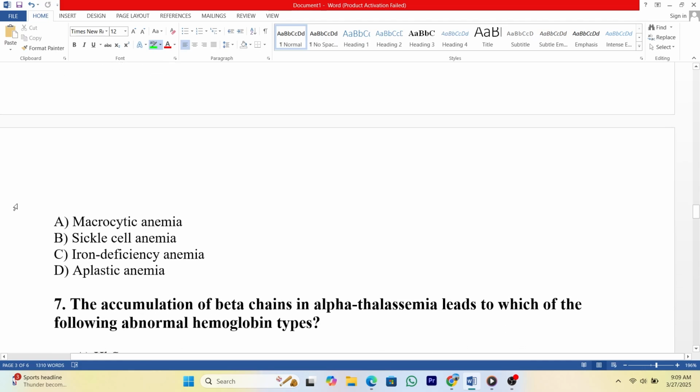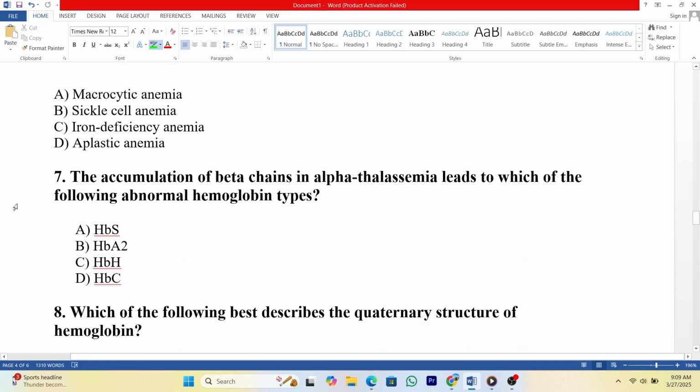6. Which of the following conditions is primarily caused by a deficiency of iron in the diet? A. Macrocytic anemia. B. Sickle cell anemia. C. Iron deficiency anemia. D. Aplastic anemia. Answer: C.